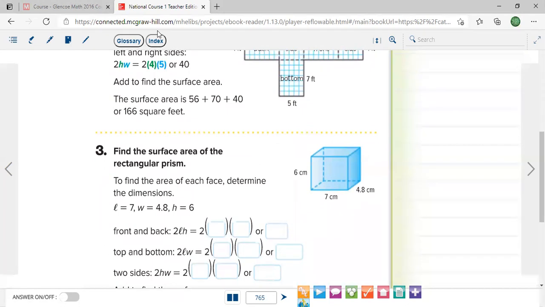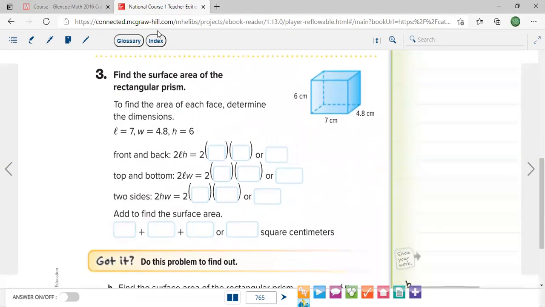Now the same is happening here. To find the area of each face, let's determine the dimensions. The length is 7 and the width is 4.8. It really doesn't matter which one is the length and width, but let's say this is L and this is W, and the height is 6. So front and back, 2LH equals 2 times 7 times 6.